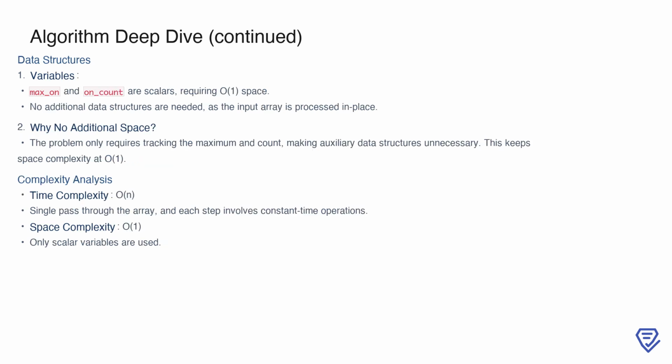To implement this algorithm, we rely on simple scalar variables like max_on and on_count, which require constant space. No additional data structures are needed because we only need to track the maximum bulb position and the count of bulbs turned on, allowing us to process the input array in place. This ensures that the space complexity remains O(1). As for the time complexity, the algorithm involves a single pass through the light array, where each step consists of constant time operations like updating variables and performing a comparison. This results in an overall time complexity of O(n), making the solution both time efficient and space efficient.